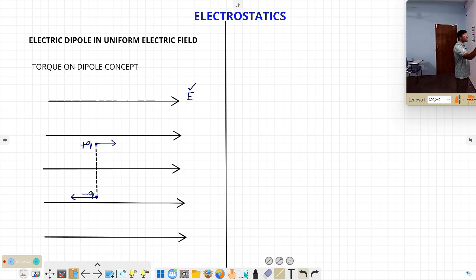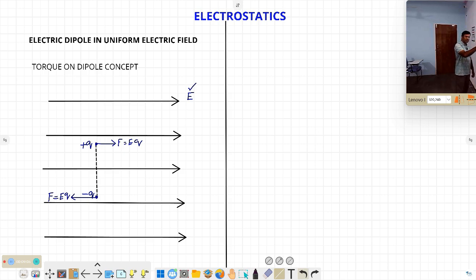So this force I can write as F equal to EQ, and this force is also F equal to EQ. Both magnitudes are the same and the directions are opposite. So both forces are opposite. Due to this, what happens?